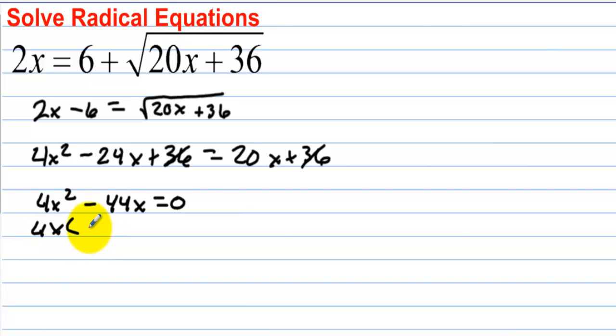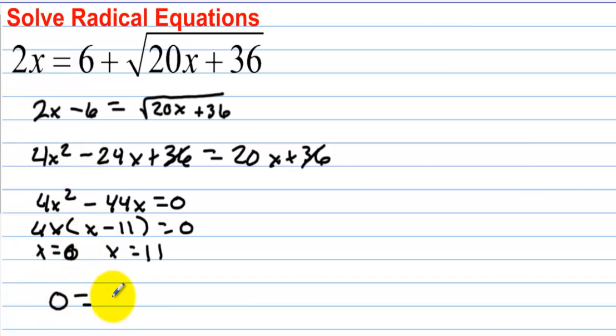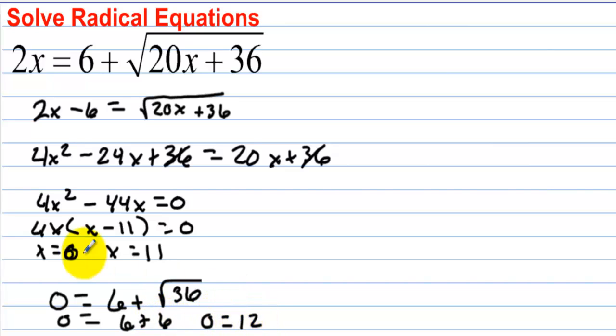And we can factor out a 4x. So we get x minus 11. So the zeros are x equals 0 and x equals 11. Let's test 0. When you plug 0 in, you get 0 equals 6 plus the square root of 36, and that's 0 equals 6 plus 6. And of course 0 does not equal 12, so 0 is a bad solution.